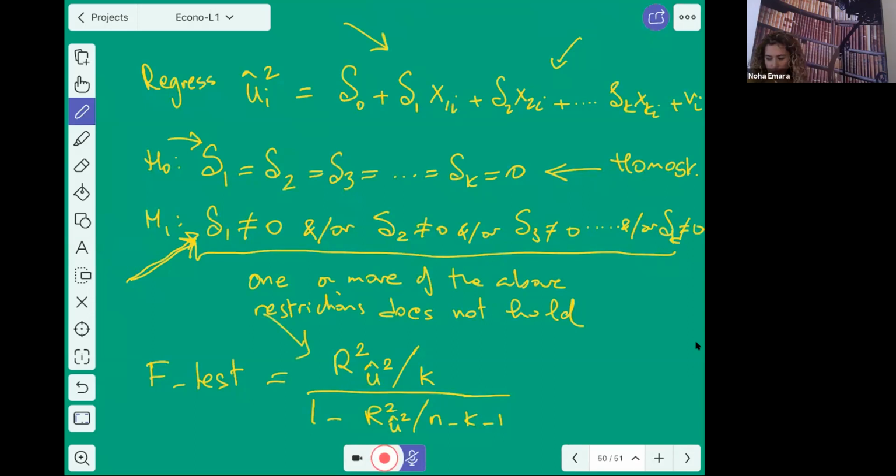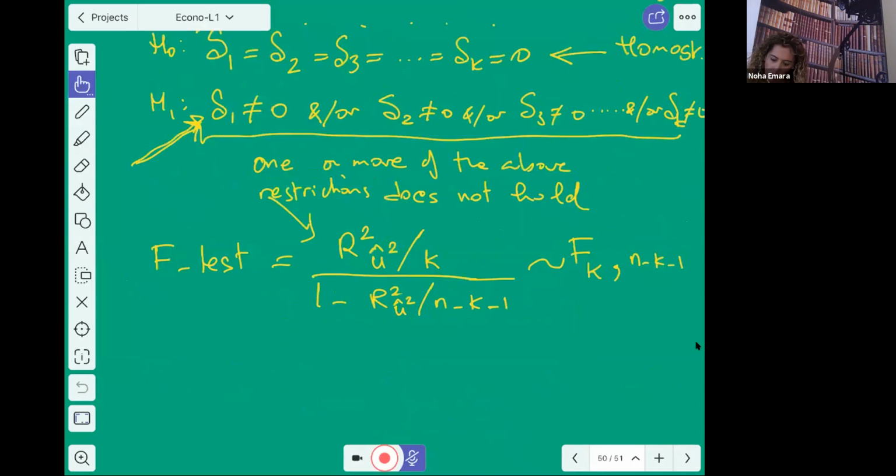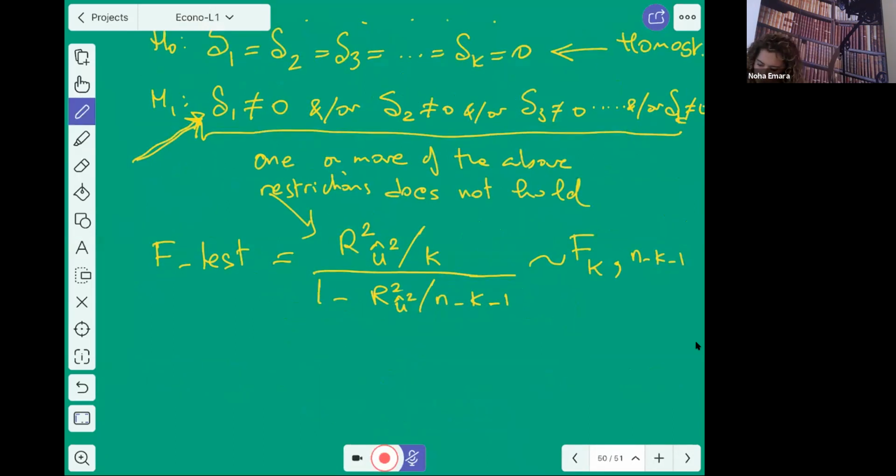And as you can tell, this has an F distribution with K, or however many coefficients you count to be tested here. If I have K coefficients, then I have K degrees of freedom for the numerator, and N minus K minus 1 for the denominator. And as I mentioned last time, the F statistic has a distribution on one side. It's all made of squares, so it doesn't have a negative part.